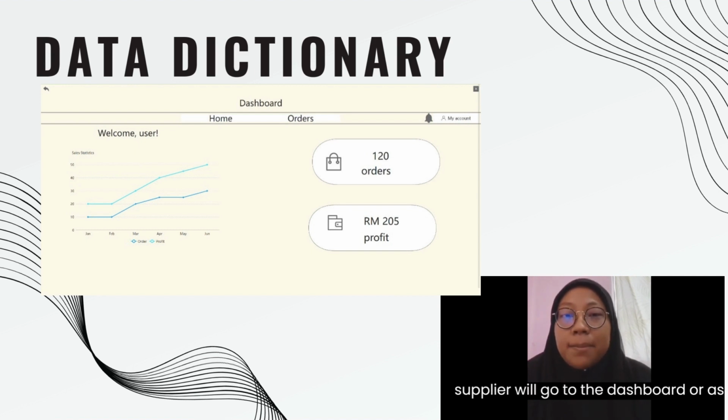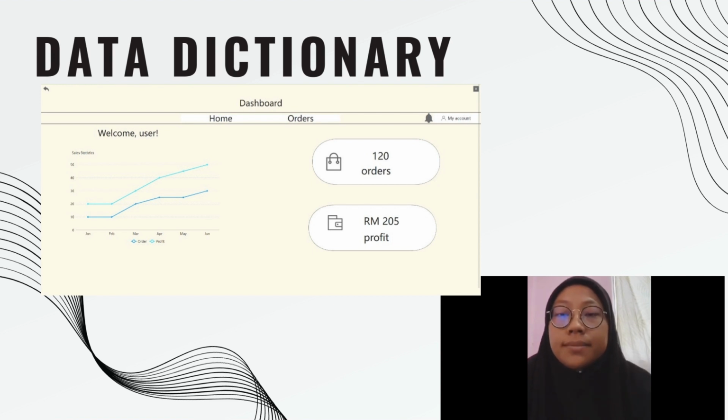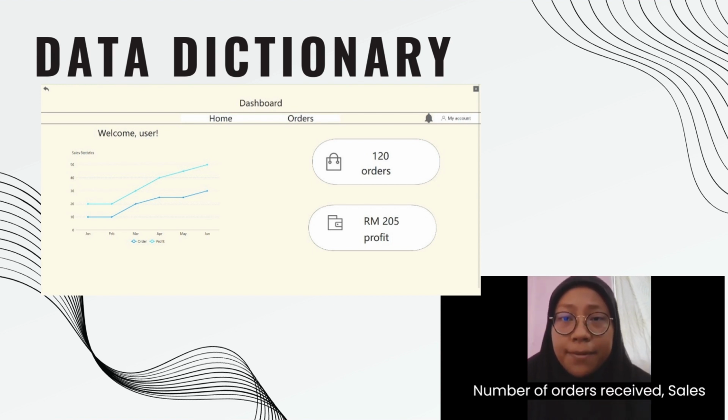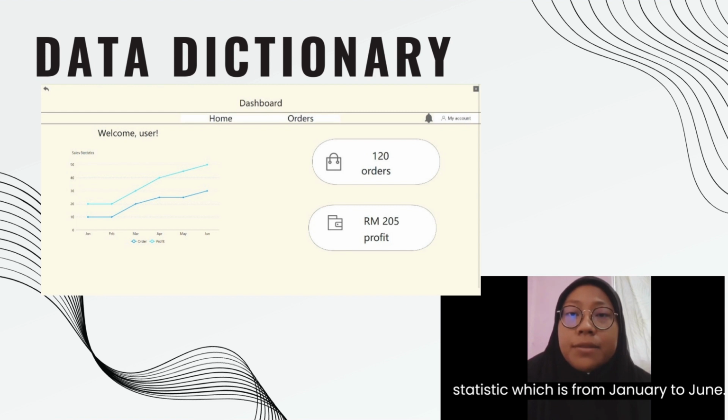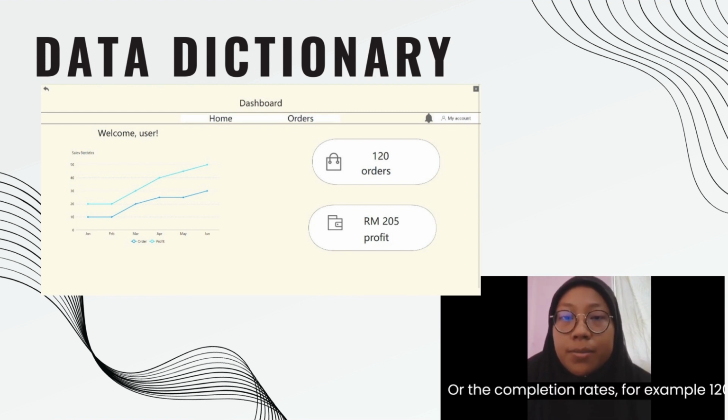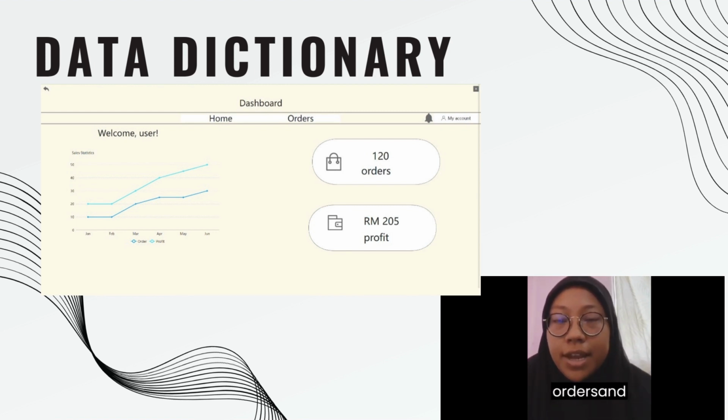After logging in, the supplier will go to the dashboard, also known as the homepage. In this dashboard, the key performance metrics displayed prominently are the number of orders received, sales statistics from January to June, order completion rates, for example 120 orders, and also profit. For example, we got RM 205.